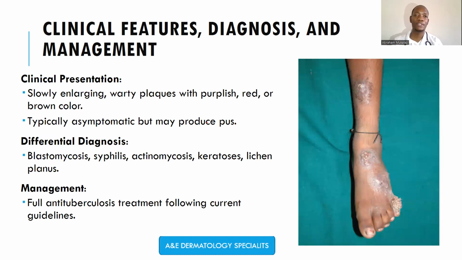So in the clinical picture, sometimes you get this slowly enlarging wart-like lesion that is usually purplish or reddish in color. Sometimes someone has no symptoms, but you see some of them discharging pus. And you have to make sure that you differentiate it from other causes that can follow a sporotrichoid pattern, like blastomycosis, syphilis, actinomycetes, or even the hypertrophic type of leishmaniasis. So management is still antibiotic medicine.